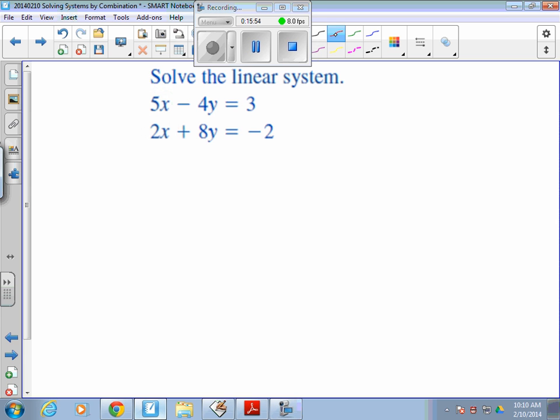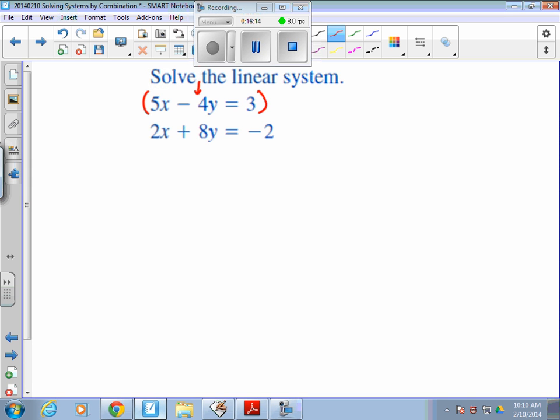Again, if you make 5 and 2 into 10x, you'll still get the right answer. It's just easier to only make this first equation change. So you have to ask yourself, what do I have to multiply negative 4 by to get the opposite of 8y? The opposite of 8y we know is negative 8y. You just got to multiply it by 2.